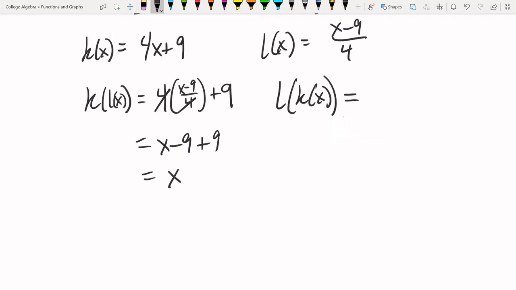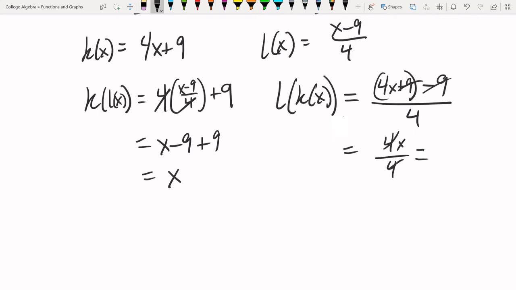L of k of x. We're plugging in k of x into L of x, so we have (4x plus 9 minus 9) over 4. You see the parentheses don't matter here, so we can drop them, and we get the minus 9 plus 9 canceling. 4x over 4, which of course those cancel, and give us just x. So we've proved they are inverses.